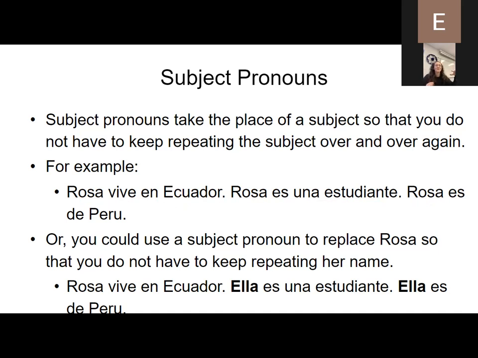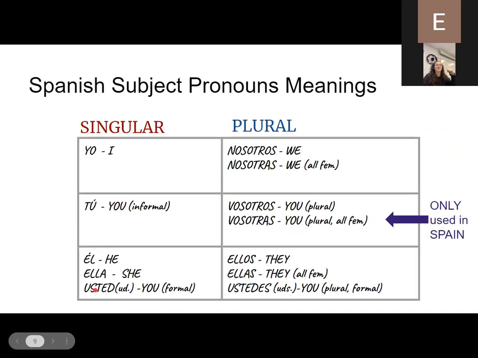So what we are going to do is, once we've identified the subject, instead of constantly repeating Rosa, her name, we can simplify it into a subject pronoun. That will help mix things up and make it sound a little bit more natural. So Rosa es una estudiante, ella es una estudiante, ella es de Perú. The usage of ella would be the appropriate substitution for Rosa.